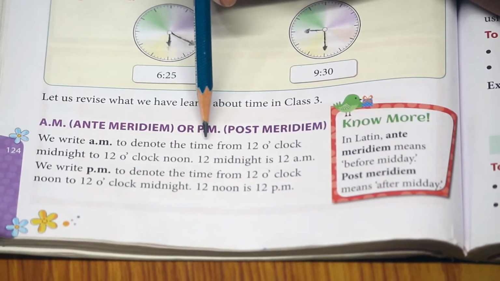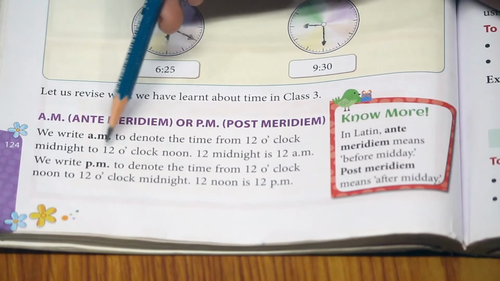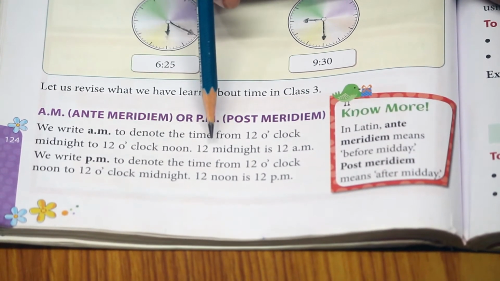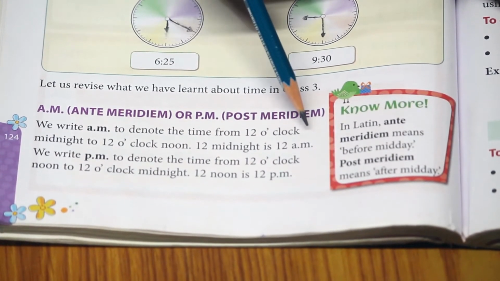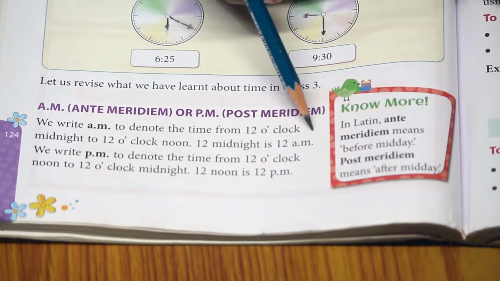AM means the time from 12 o'clock midnight to 12 o'clock noon. 12 midnight is 12 AM.